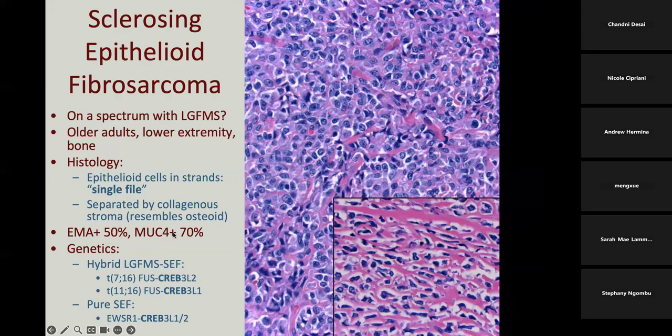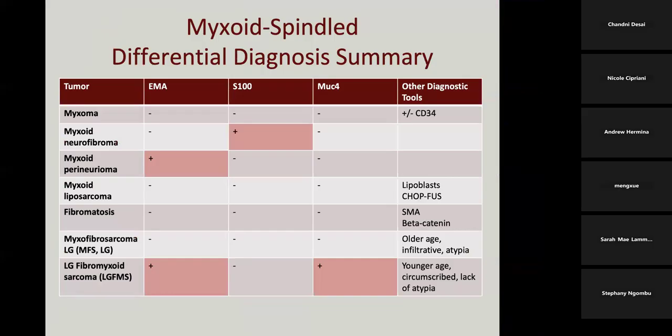But again, try for MUC4 and try for FUS-CREB fusion. If it is pure sclerosing epithelioid fibrosarcoma in the absence of LGFMS, the fusion partner is EWSR1 instead of FUS. That's the only difference. Table, review it on your own.